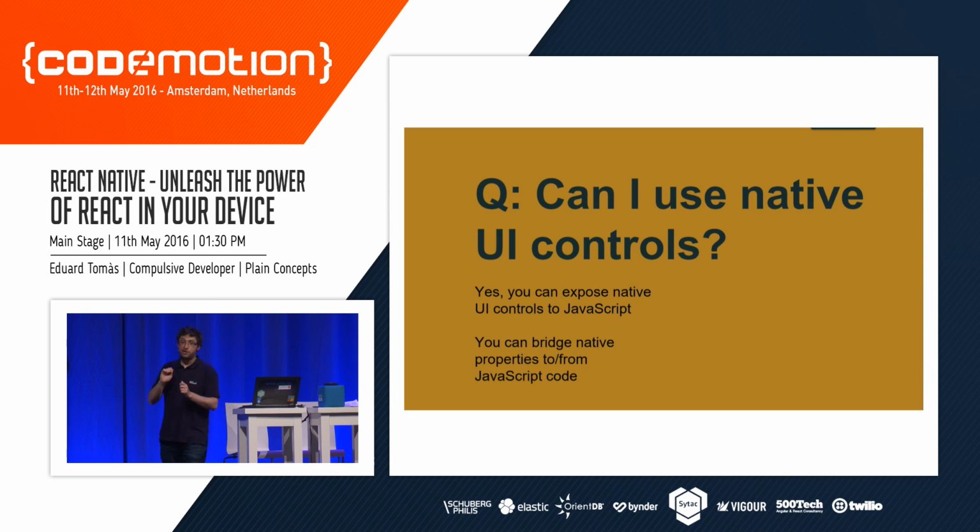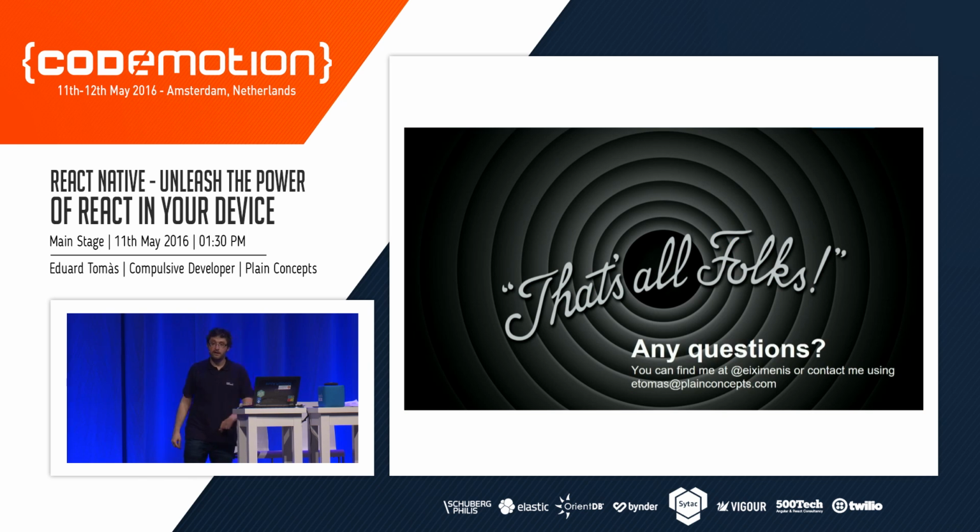We can bridge native properties to JavaScript, so we can set a property of our React Native component that is in JavaScript, and this property is a native property of the underlying control. And we can dispatch events from the underlying UI control to our JavaScript code. So we have full potential on this side. Okay? And basically, that's all.